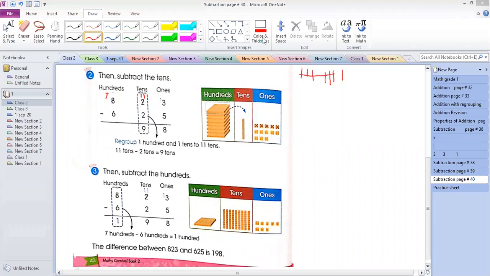I'm explaining the subtraction with regrouping. Okay. Yes, guys, do you understand? Are you ready to practice? Can you do it by yourself? Yes. Okay, now I'm going to practice.